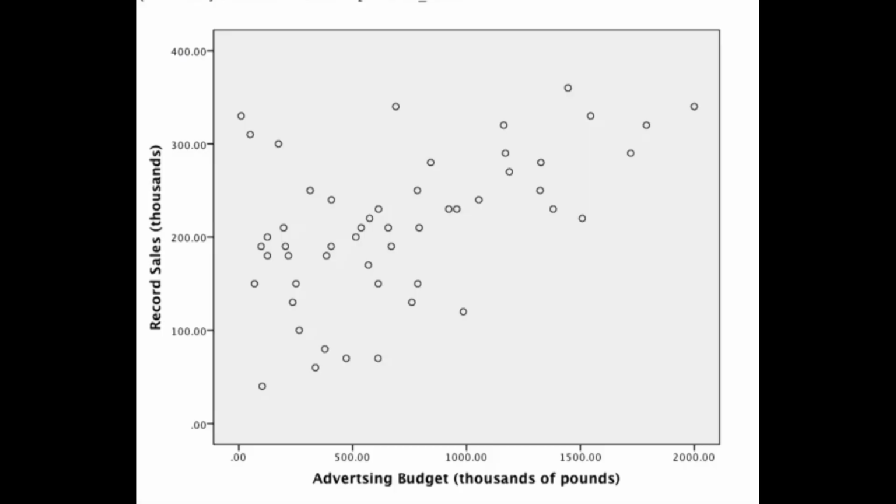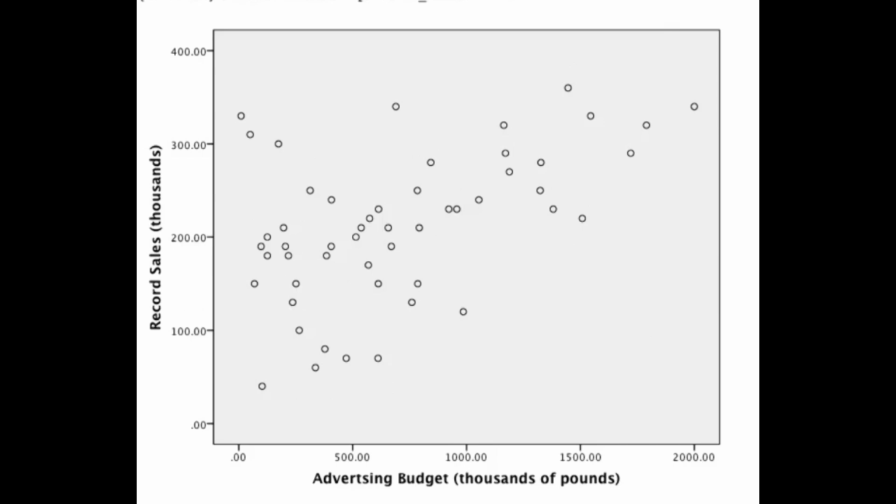And this is what you're going to get. This is what the scatter plot looks like. And from here, what you just want to check is to make sure that there's not a curved linear relationship. So in other words, you don't see a curve in the graph. You just want a straight line. And that is exactly what we get here. So for record sales and advertising budget, the assumption of linearity is met.